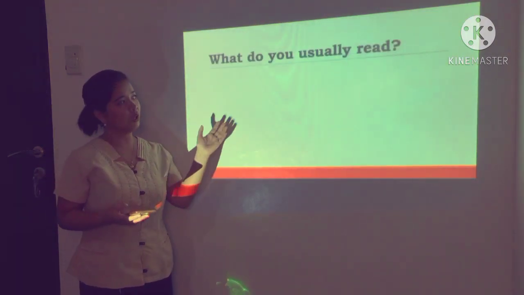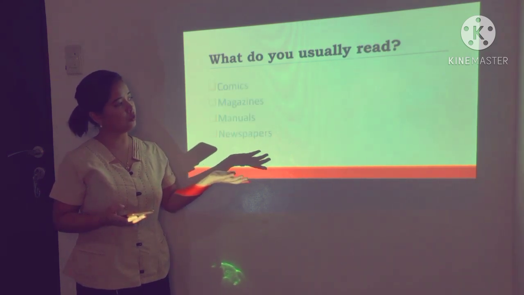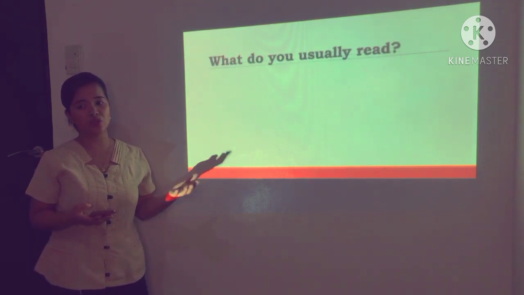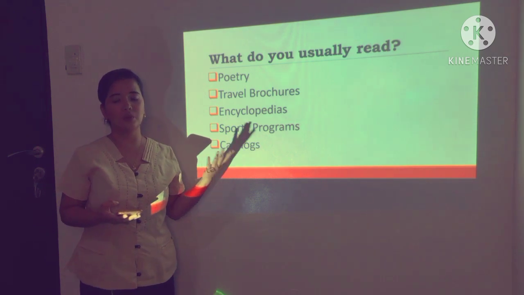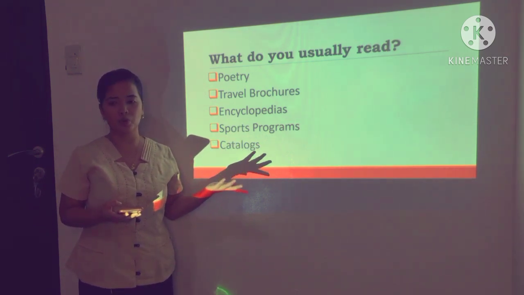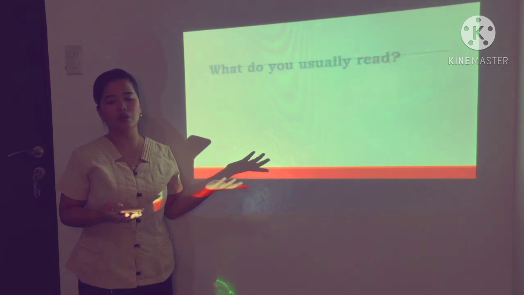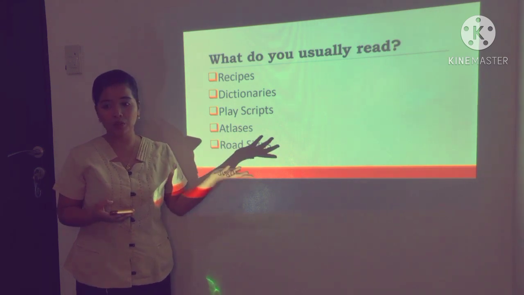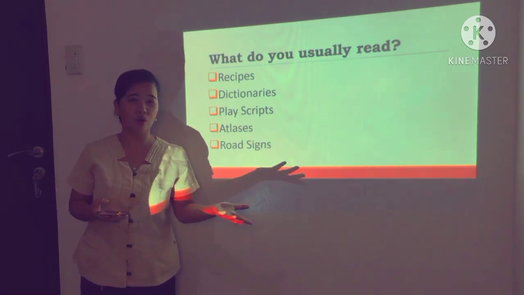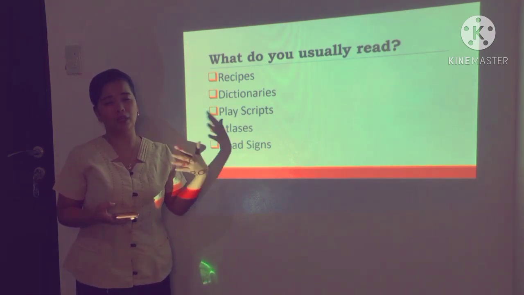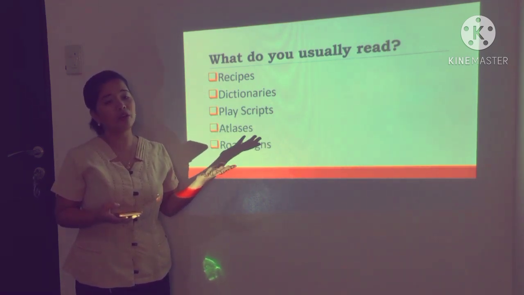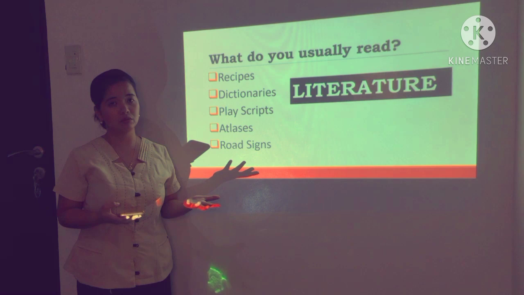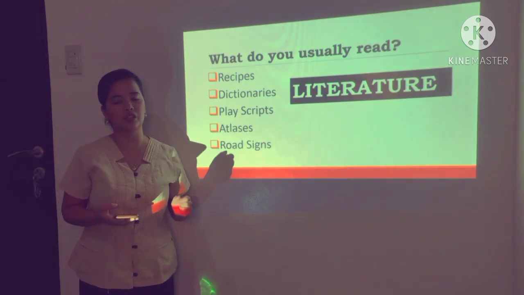So let's now proceed. What do you usually read? Like the ones that I told you a while ago. It can be comics, magazines, manuals, newspapers, poetry, travel brochures, encyclopedias, sports programs, catalogs, recipes, dictionaries, play scripts, atlases, road signs, or even your Facebook posts, news stories, Instagram, and other things. And do you know that all these things can be forms of literature? Yes, they are forms of literature.